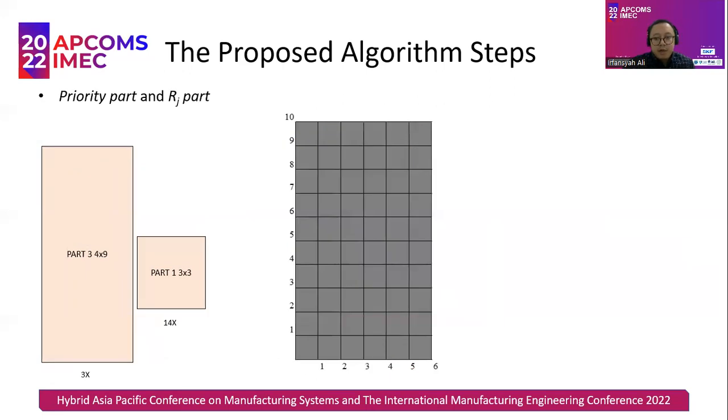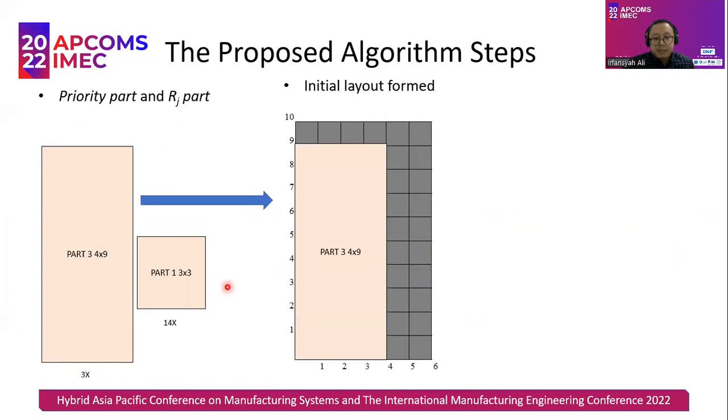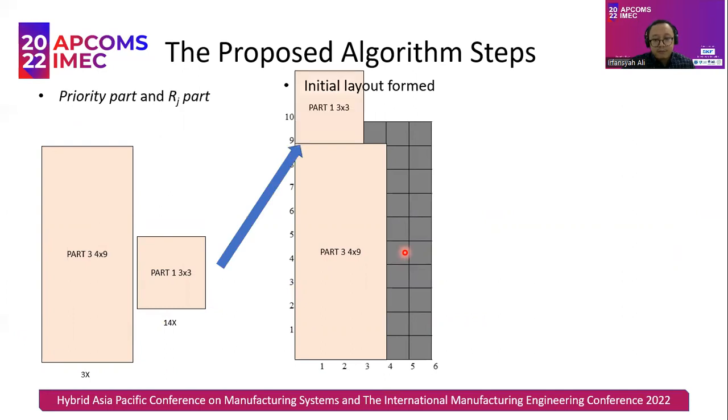Then the priority part and part RG and part RJ, or part 1, are issued in the list to be packed and form the initial layout. The priority part will always be packed first. Then the RJ part, then the other parts in the list will be considered after. Before priority parts and RJ parts are packed, other parts are not considered.